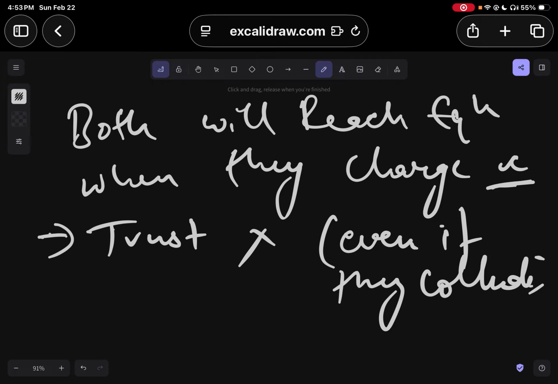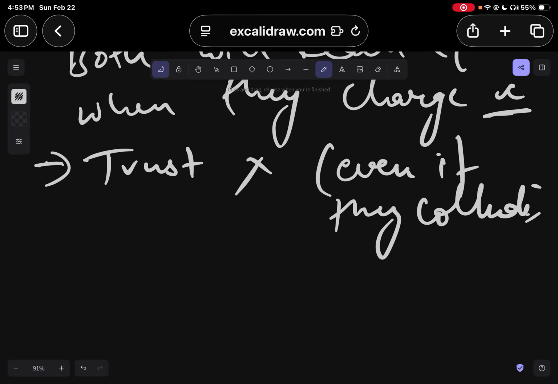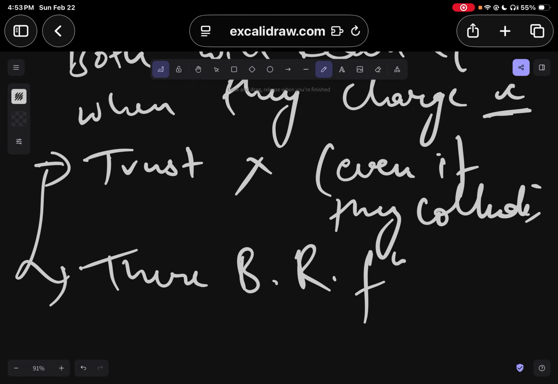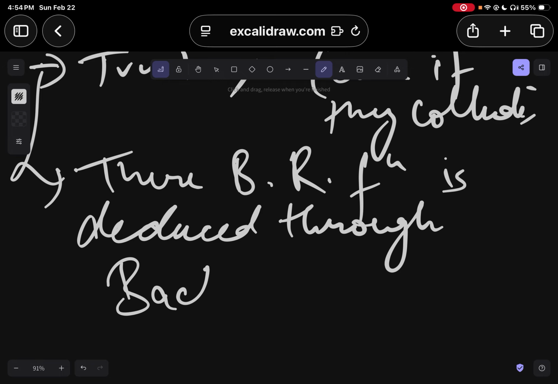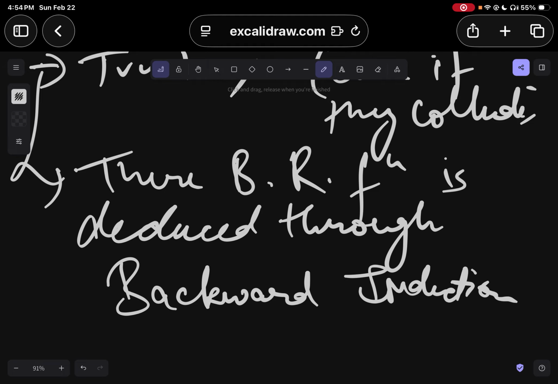They deduce their best response using backward induction. So their best response function is deduced through backward induction, by continuously reducing their willingness to charge, and the only feasible solution is when both of the firms charge P equals MC. This is the only feasible solution.